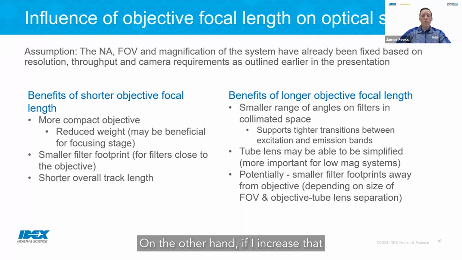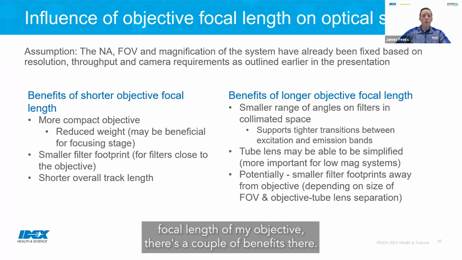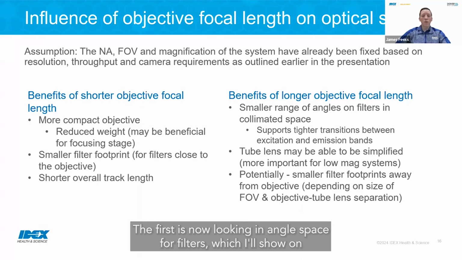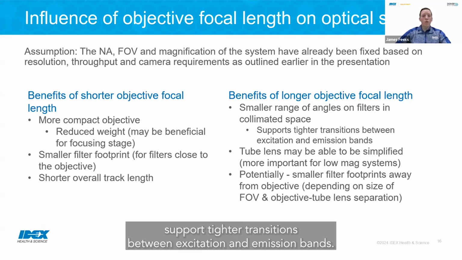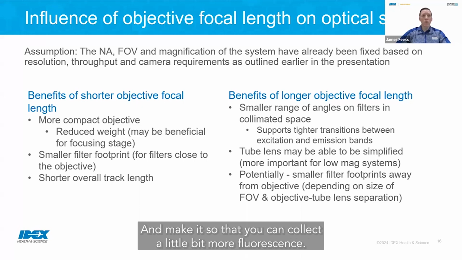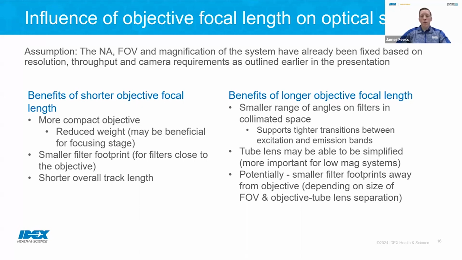On the other hand, if I increase the focal length of my objective, there are a couple of benefits. The first, looking in angle space for filters, which I'll show on the next slide, is that I have a smaller range of angles in collimated space. So that can help support tighter transitions between excitation and emission bands and make it so that you can collect a little bit more fluorescence.